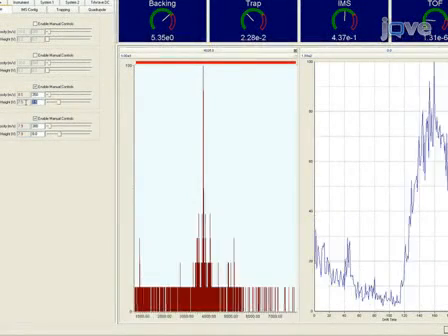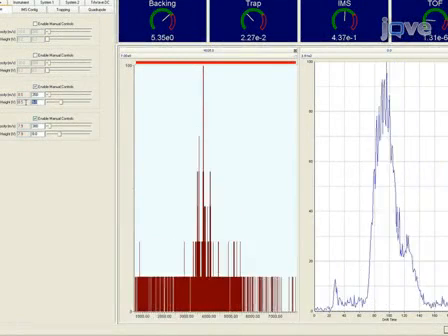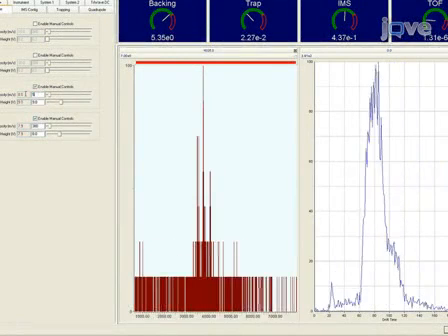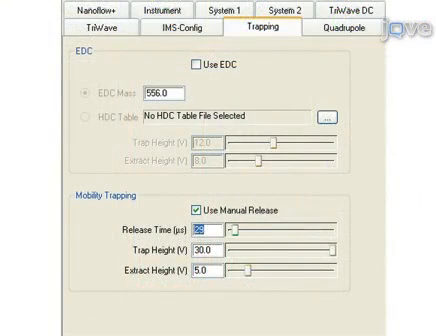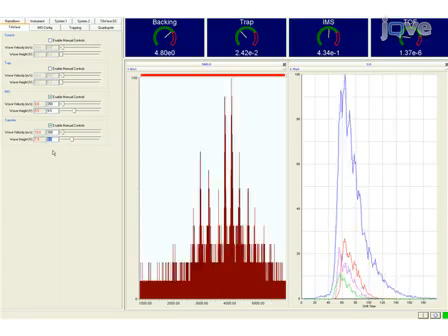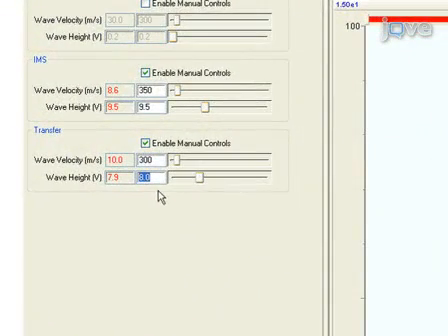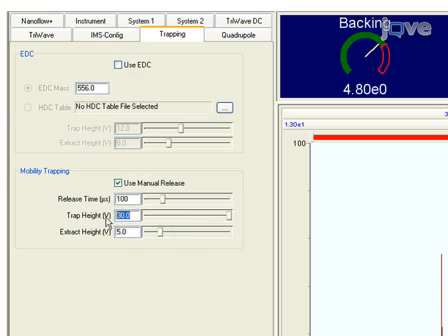To eliminate this artifact, increase the T-wave height and decrease the T-wave velocity and IMS pressure. In addition, the trap release time can be adjusted. Moreover, it is important to validate that the transfer T-wave height is set to at least 5 volts. Also, to prevent leakage of ions towards the IMS cell, the mobility trap height should be kept at maximum levels.